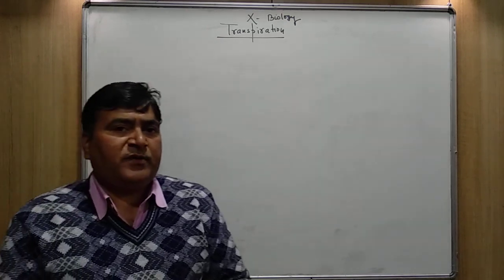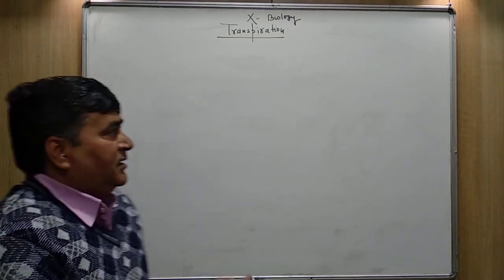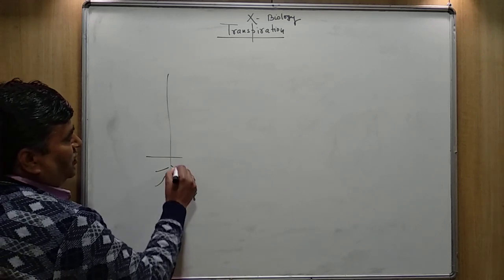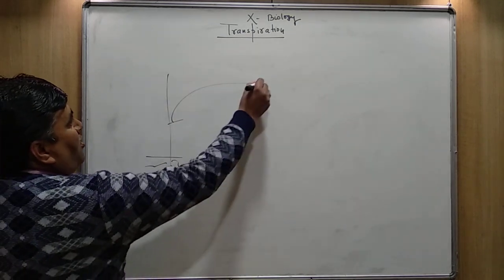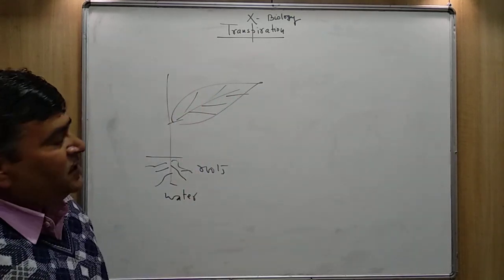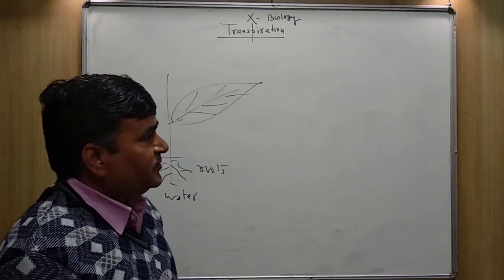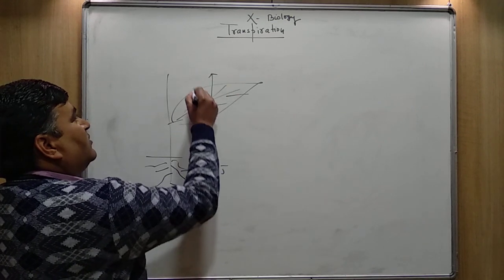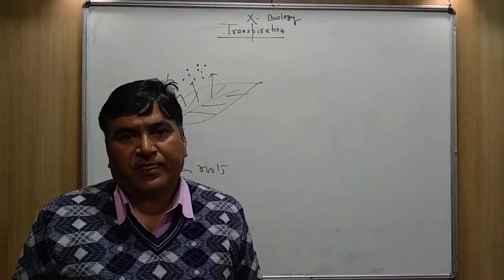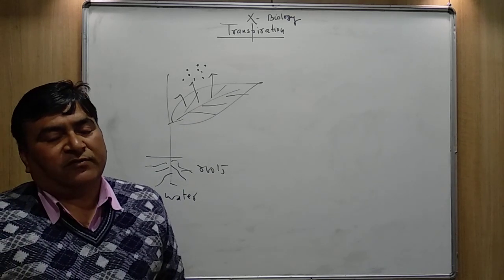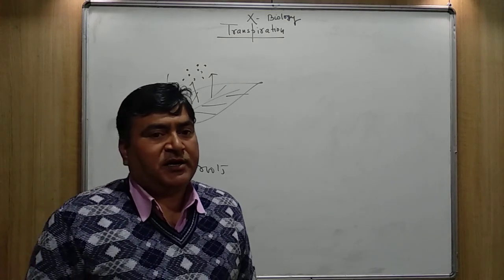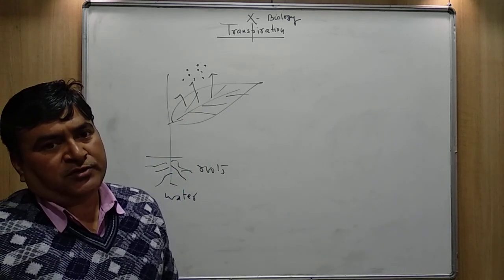Transpiration. What do you mean by transpiration? As you know, the plant roots absorb water from the soil and the water goes upward and the excess water gets lost in the form of vapor, and this is called transpiration. So transpiration is the loss of water in the form of vapor from the aerial parts of the plant, that is stem, root and leaves.